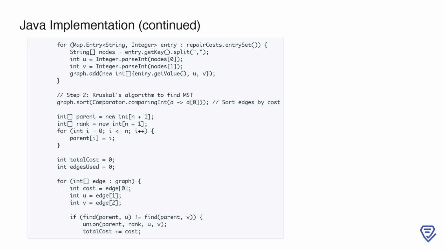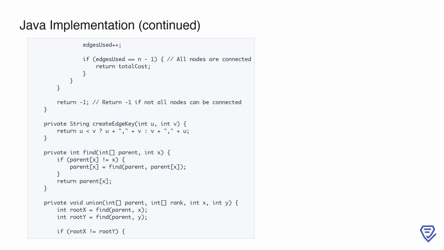As we iterate over the sorted graph, we check whether the nodes connected by the edge belong to different components by using the find method. If they do, we connect these components using the union method and add the edge's cost to the total cost variable. When an edge is added to the MST, we increment the edges used counter. Once this counter matches N-1, where N is the total number of nodes, it means all nodes are connected. At this point, we return the total cost as the result.